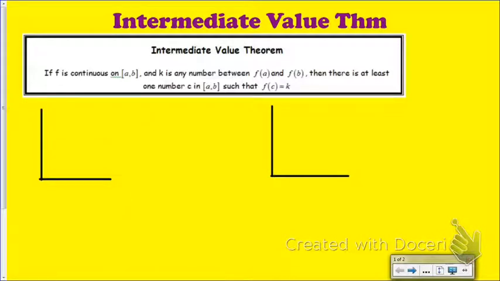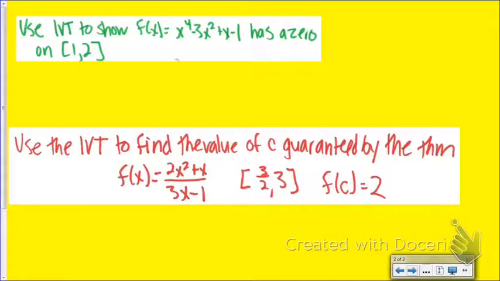What the intermediate value theorem can do for us mathematically is to help us find a couple of different possible values. For example, the first thing we want to do is show that that function has a 0 on that interval. The interval it gives me, those are x values. So we're going to find the corresponding y values. Let's find f of 1. f of 1 means I plug in 1 for x. So I've got 1 to the 4th minus 3 times 1 squared plus 1 minus 1. And that's going to give me a value of negative 2.